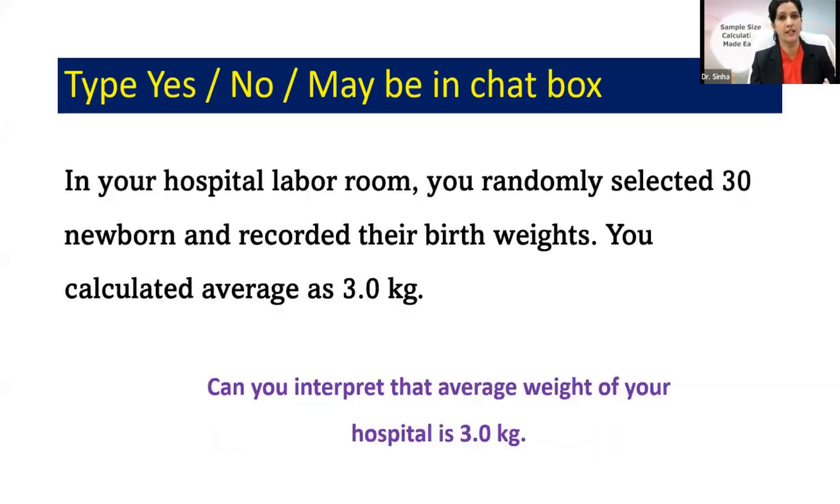Now see the second question. In the hospital labor room, you selected 30 newborns, recorded their birth weight, and calculated the average as 3 kg. So can you interpret that the average birth weight in the hospital is 3 kg? Maybe. Again, your answer is maybe.